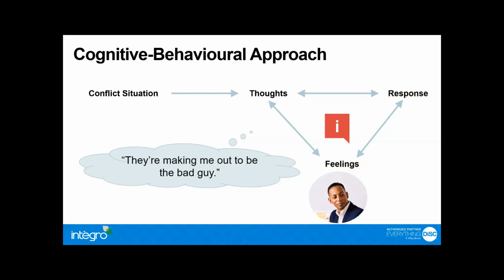The second automatic thought, as an example, is they're making me out to be the bad guy, right? Because they always want to be the good guy. The feeling is insecure, and the resulting behavior would be go gossip to others about what a bad person they are, okay? So this is the example of how the cognitive behavioral approach works, okay? With a conflict situation, there's an automatic thought which triggers a negative feeling, which triggers destructive response, okay?